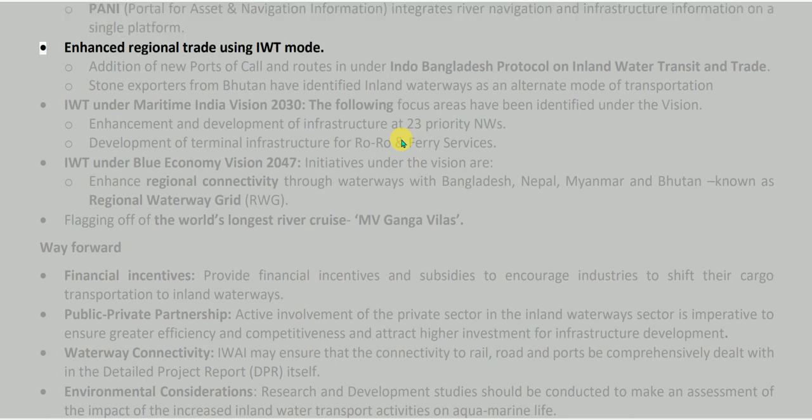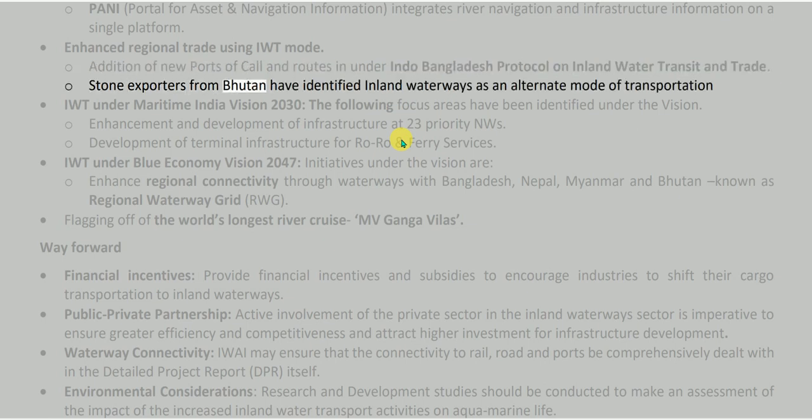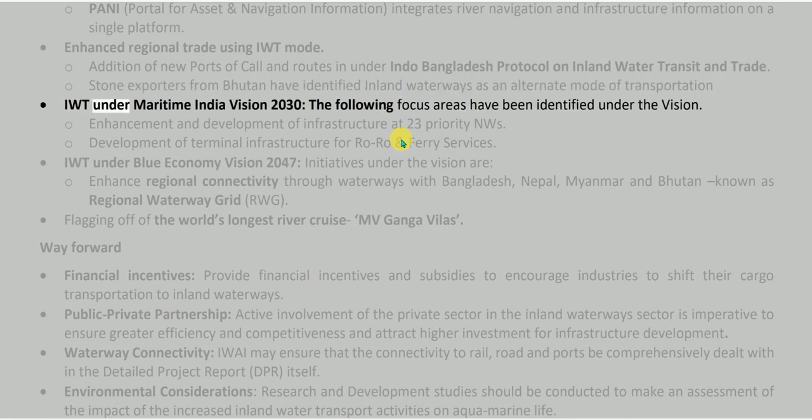Enhanced regional trade using the IWT mode, or addition of new ports of call and routes under the Indo-Bangladesh Protocol on Inland Water Transit and Trade. Stone exporters from Bhutan have identified inland waterways as an alternate mode of transportation. IWT under Maritime India Vision 2030.